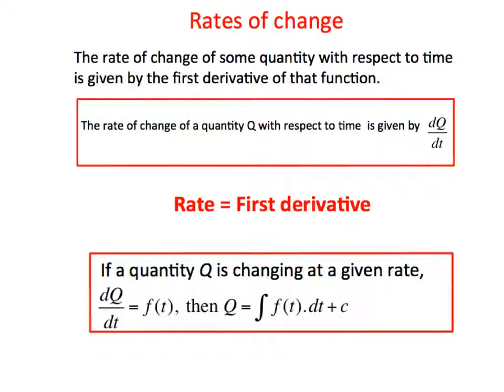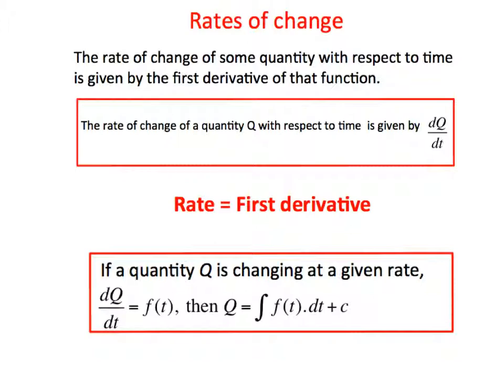So this is the definition. The rate of change of some quantity with respect to time is given by the first derivative of that function. Because it's with respect to time, that's why we've got dt, where t represents time. So the rate of change of a quantity q with respect to time is given by dq dt. That first derivative is the rate of change of that quantity.